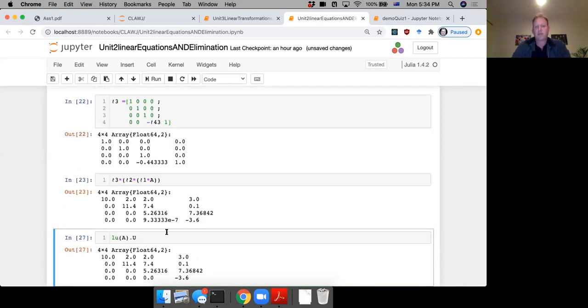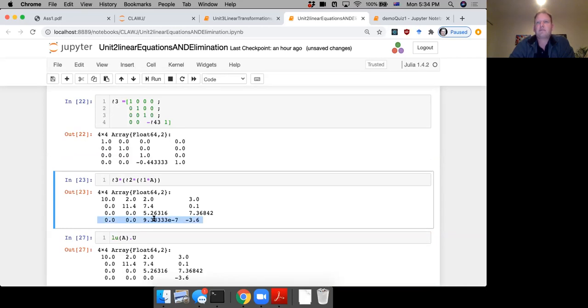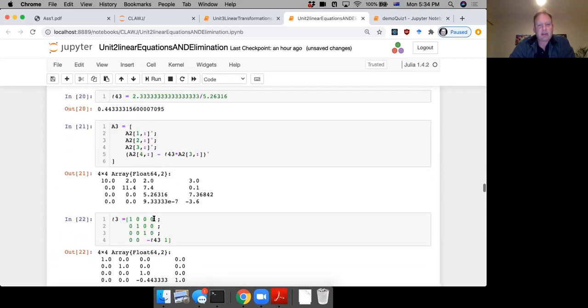Did we get an upper triangular matrix? Is this an upper triangular matrix? We wanted a 0 here. Yeah, not quite 0. Again, the French could have saved us from this.